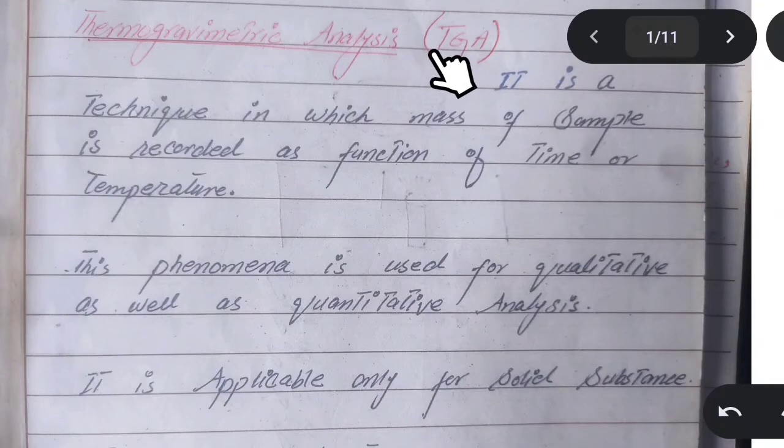T stands for thermo, G for gravimetry, and A stands for analysis. So just look at the definition of TGA. It is a technique in which the mass of a sample is recorded as a function of temperature or time. It means that now we are going to increase the temperature with the passage of time. We have to measure how much the mass of a substance is going to change. Got it?